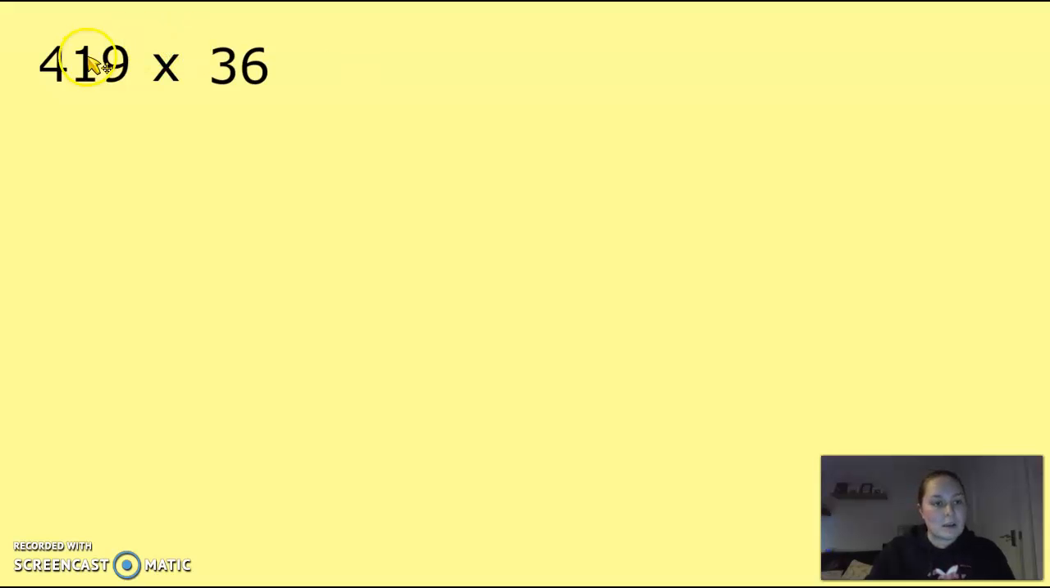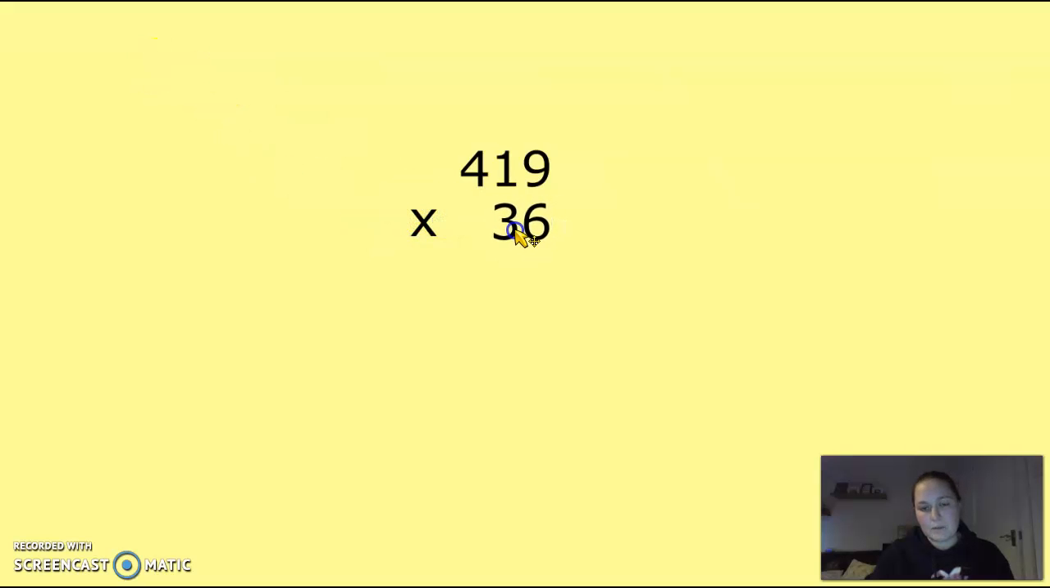Okay, so line it up in exactly the same way. This time we've got a 3-digit by a 2-digit. So just make sure your 1s are in line, your 10s are in line. Give yourself some space. Now, to make sure we understand what we're doing, we can put these little brackets that I did before in at the beginning.